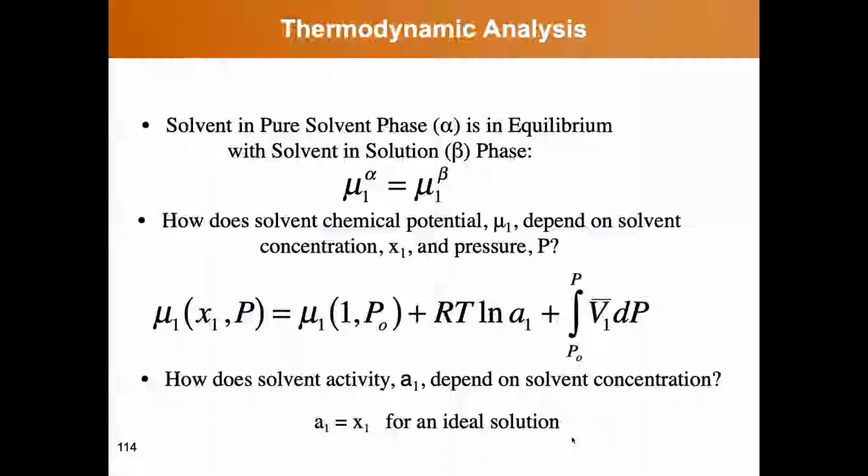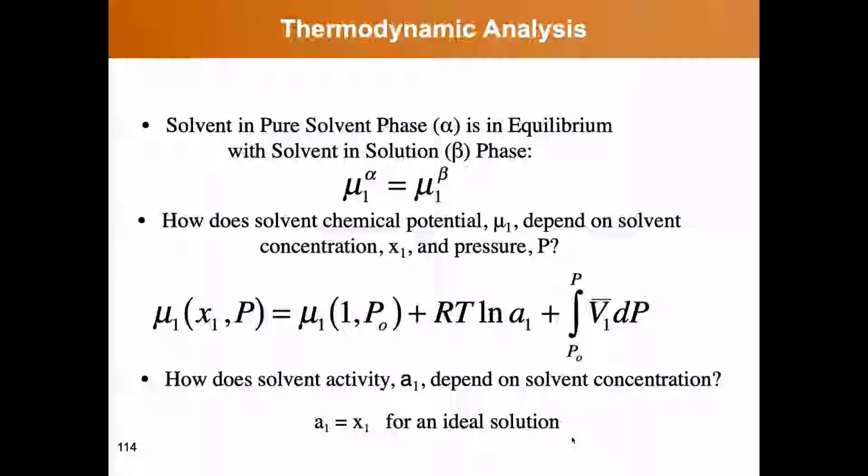the solvent chemical potential depends upon the solvent concentration and on the hydrostatic pressure relative to a reference pressure, as shown here. This is just a standard expression for the chemical potential of a solvent at a mole fraction in a solution of X1 and a hydrostatic pressure P. The reference state is taken to be that of pure solvent with a mole fraction of 1 and a reference pressure of P0. For us, that reference pressure is typically going to be atmospheric or whatever the permeate pressure is in a given experiment.